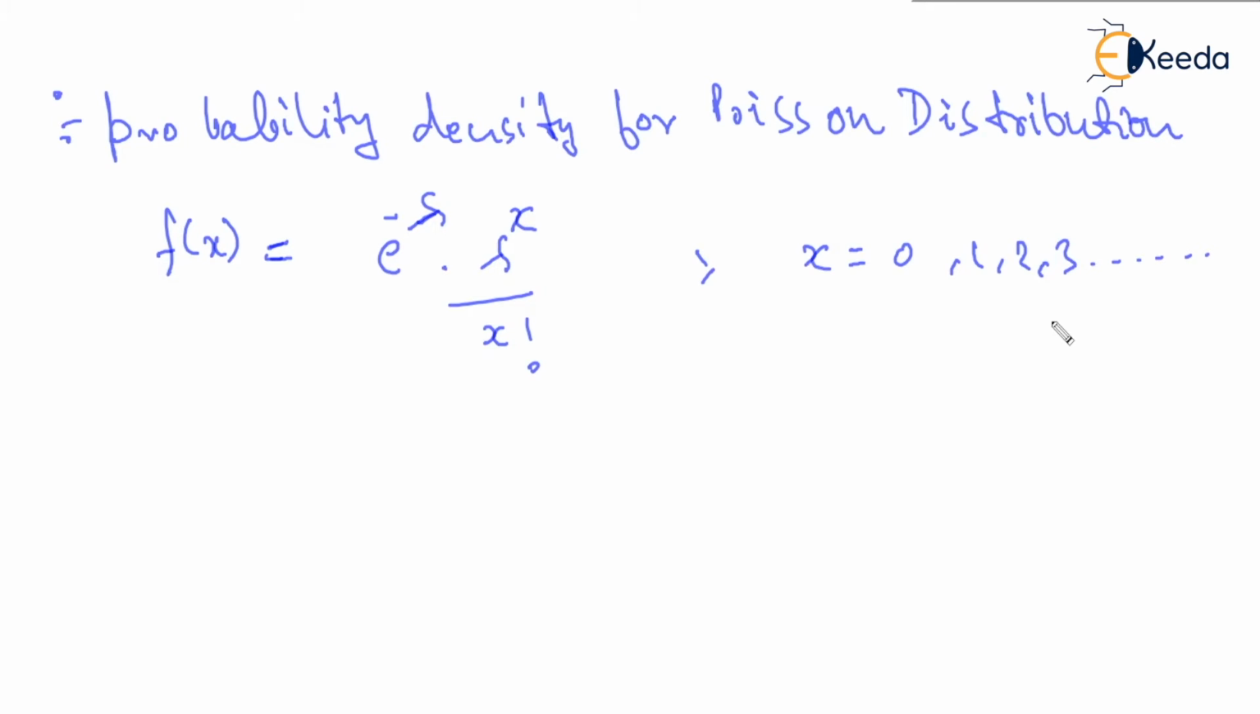For this expression, this Poisson distribution will have mean equal to n times p, which is also equal to lambda, and sigma square, which is the variance, will become lambda. So mu is given as lambda and sigma square is given as lambda.